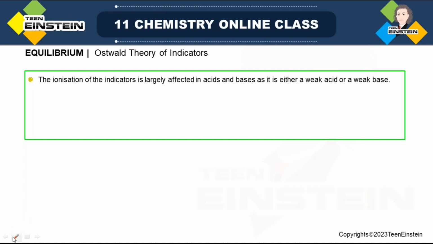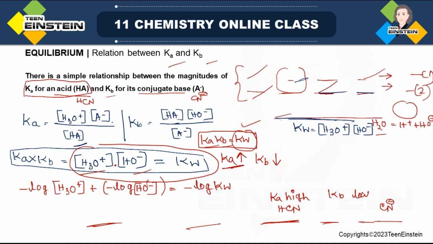Hello everyone. The topics we are going to discuss today: Ostwald Theory of Indicators, selection of pH indicators in titration, then di- and polybasic acids, di- and polyacidic bases, and if time permits, we will also see the common ion effect in ionization of weak acids and weak bases. Before starting today's session, I would like to mention two things from the previous class.